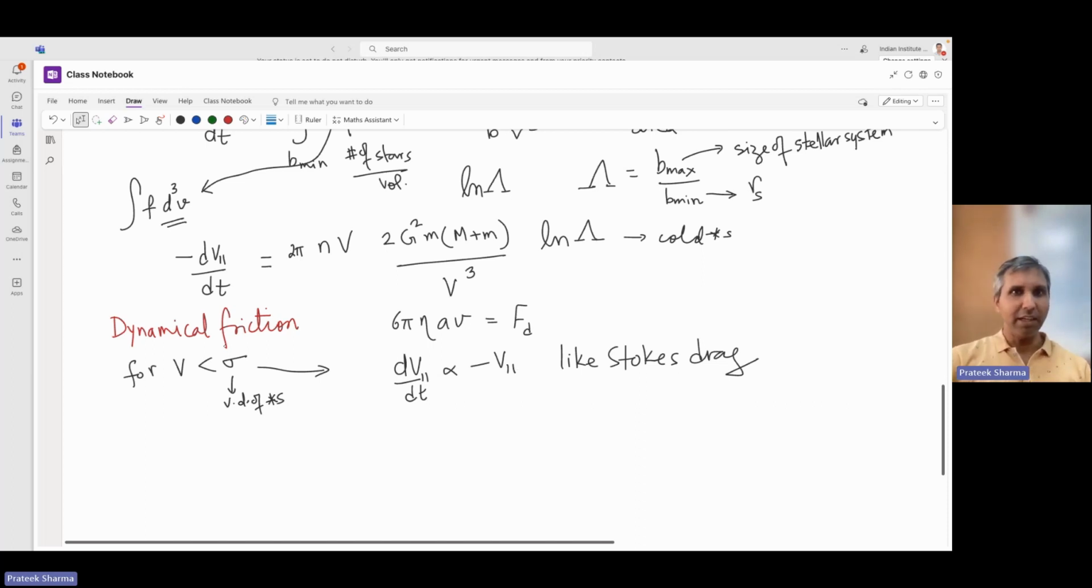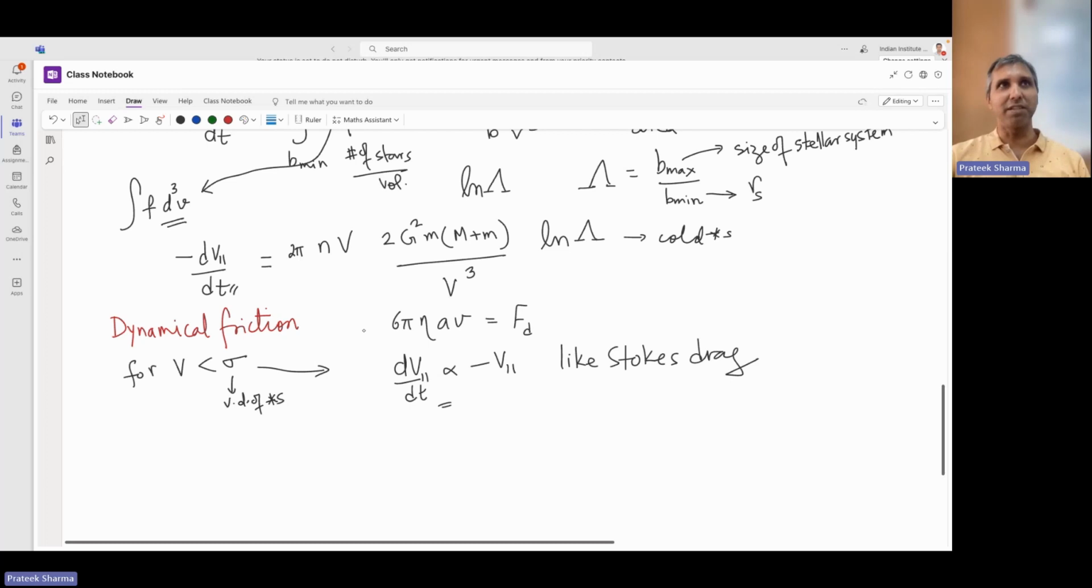So this is the equation for dV/dt. This is not the force. This is force per unit mass. So what is the friction force that you multiply by capital M? Now, if you multiply this by capital M, what you see in both these limits, here and here, the only difference is the velocity dispersion of stars.